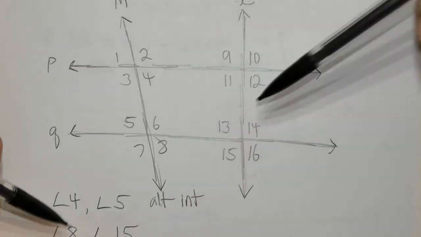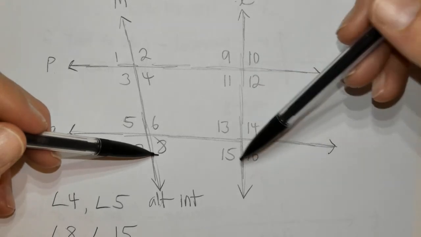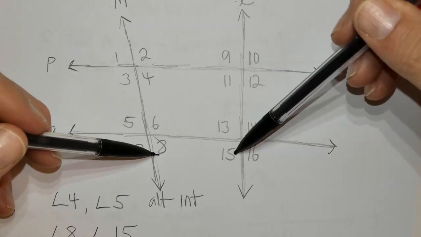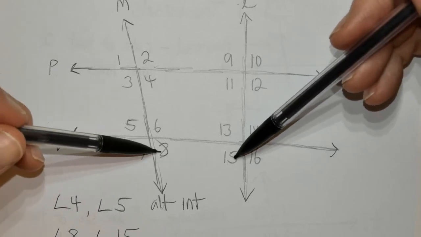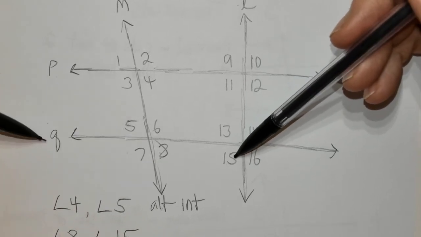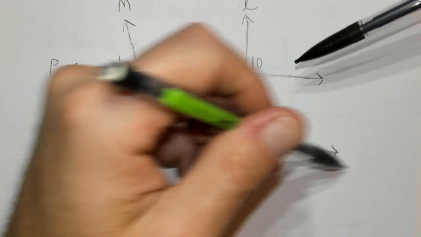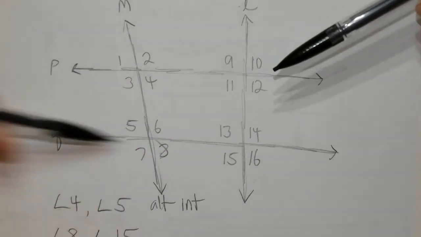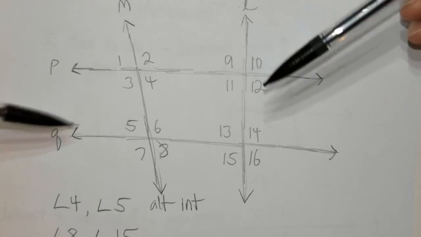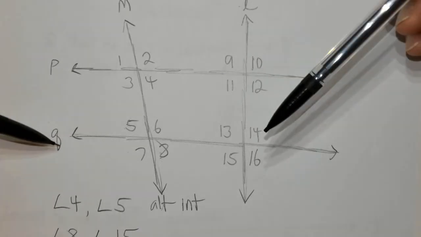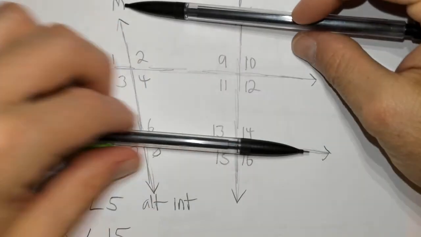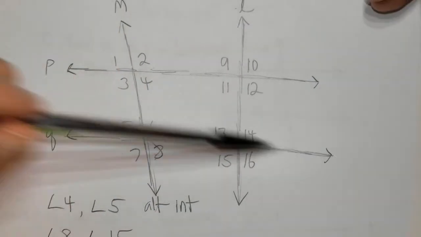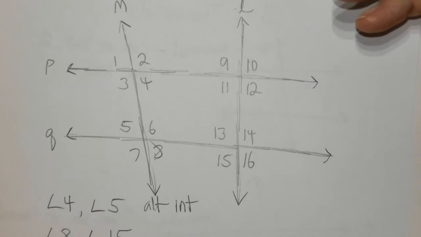Okay, let's try the next one. 8 and 15. So here's 8, here's 15. Okay, the first thing I need to do is identify which line is the transversal. Well, the transversal that creates those 2 would be line Q. Q is the transversal. All right, now, next thing that we want to make sure we can recognize here is the transversal is now kind of oriented different from the way that we have viewed it so far in all the examples that we've looked at.